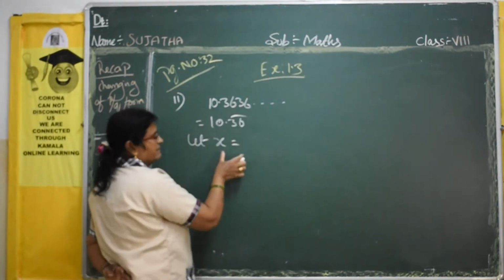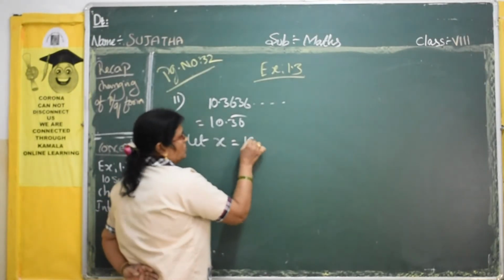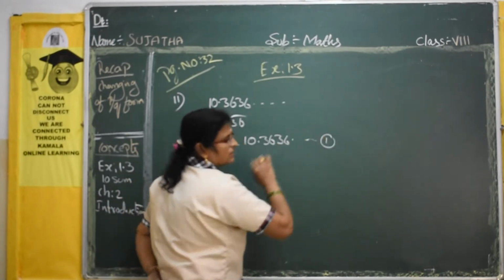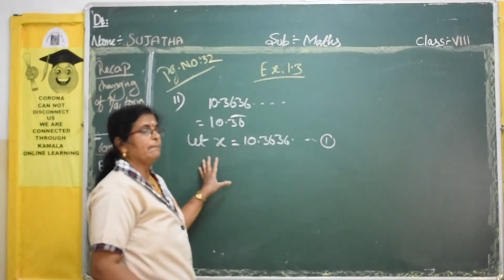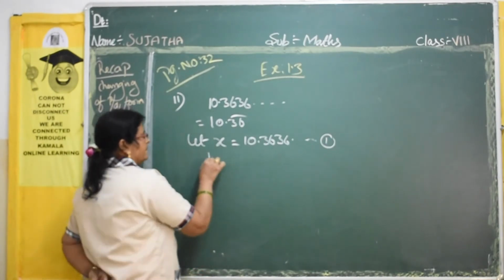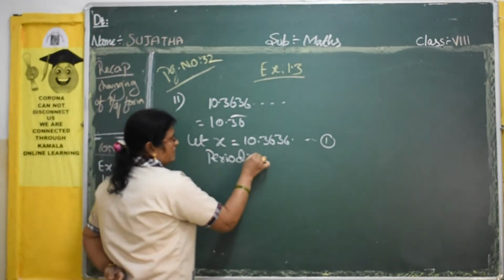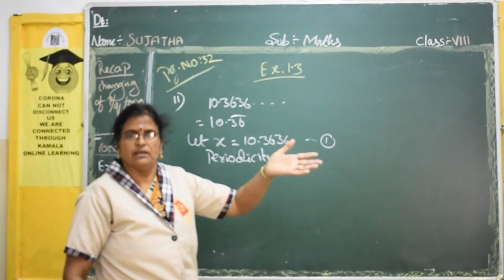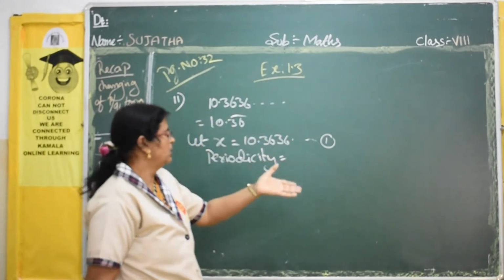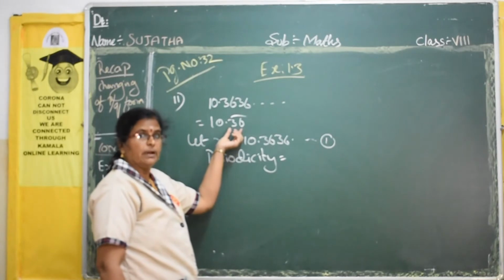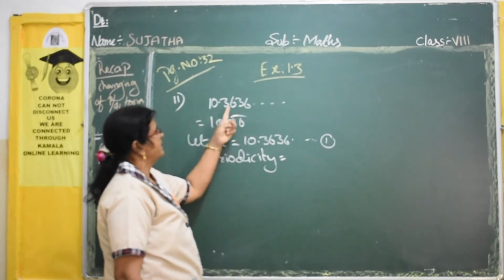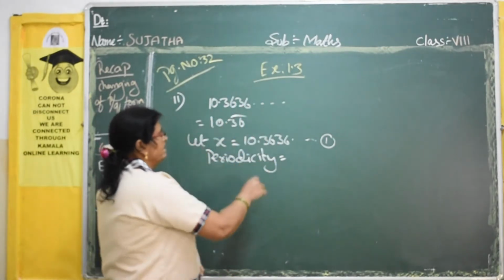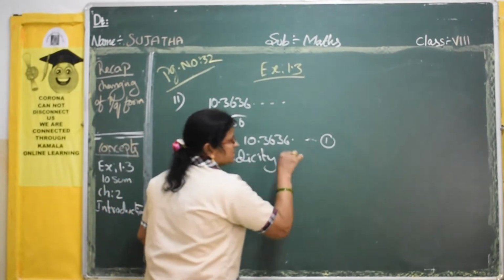Now let x be equal to what is given. x is equal to 10.3636 and so on. We call it equation 1. Now what is the periodicity here? Periodicity means how many numbers are repeating, how many numbers have the bar. Two numbers are repeating: 3, 6, 3, 6. After the decimal, pronounce them separately, don't say 36. So the periodicity is 2.